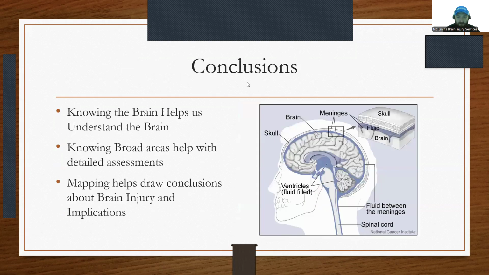So, obviously, knowing the brain and mapping it helps us understand the brain, helps us understand brain injuries, and especially people with brain injuries. And of course, knowing the broad areas, it's like, okay, I got hit in the front of my head. Well, that helps us make better decisions about what's going on. And the same thing goes with the mapping, and it makes us draw better conclusions. More information, usually the better.